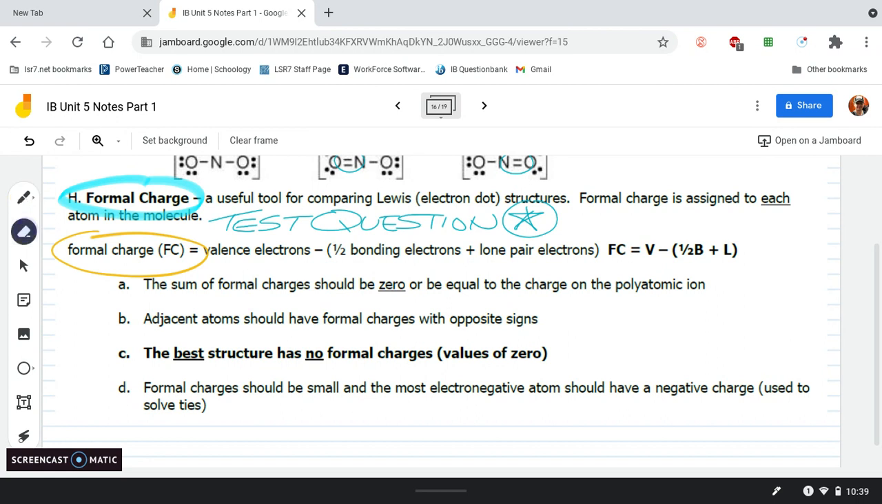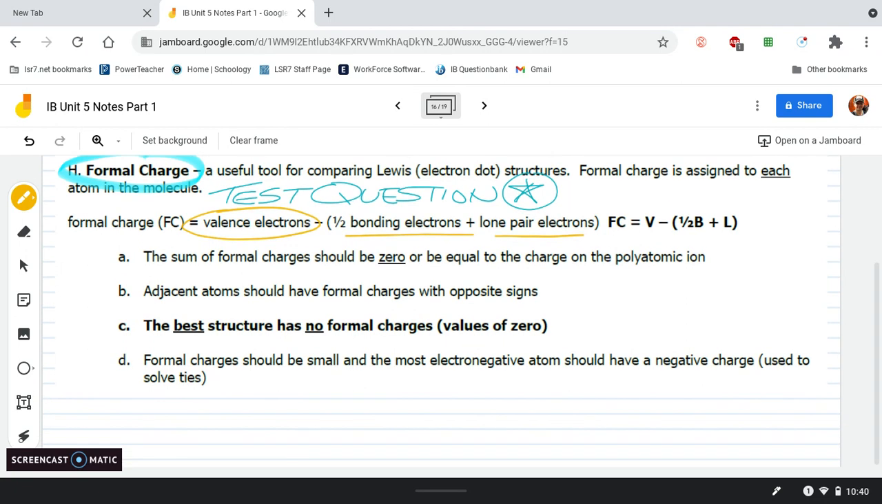This is a number that helps us determine if you have the best structure. So how do you do it? Well, the first thing you do is you're going to take the valence electrons, so whatever your valence electrons are for that particular atom, and then you're going to subtract half of the bonds or half of the bonding electrons and then all of the lone pairs. All right, so we're going to take valence minus half of the bonding electrons and the lone pairs. And so I think it's probably easier to write it like this. And I'm going to rewrite it down here, that formal charge. This is the easiest way to remember it.